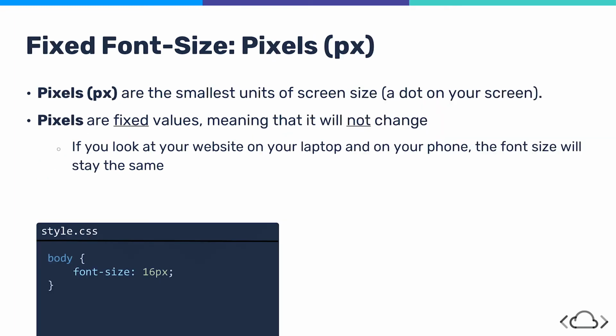Pixels are the smallest units on screen size. It's a dot on your screen. A pixel is a fixed value. That means it will not change. If you look at your website on your laptop and on your phone, the font size will stay the same, and it will correlate to how small the pixel physically is on your device.